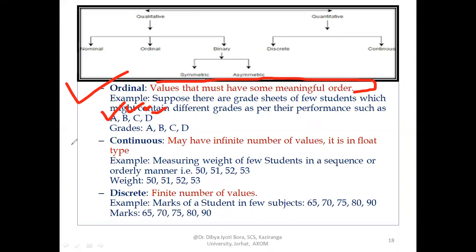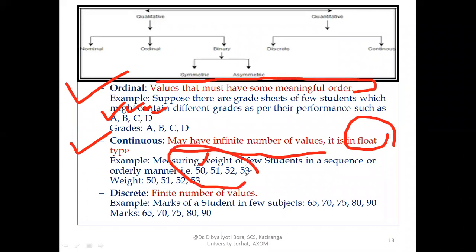Then similarly, we have continuous attribute. This may have infinite number of values in float type. For example, measuring weight of few students in a sequence or orderly manner like 50, 51, 52, 53. So this may have infinite number of values. It's not the case that these are the only values. This may be infinite in number. Generally, we use it in float.